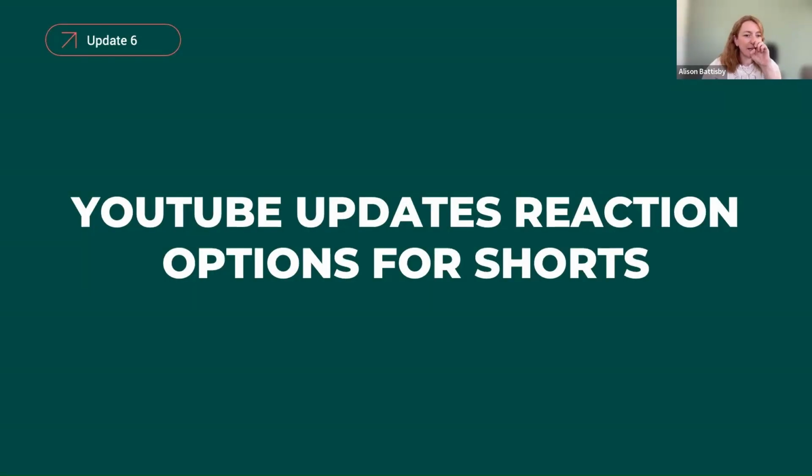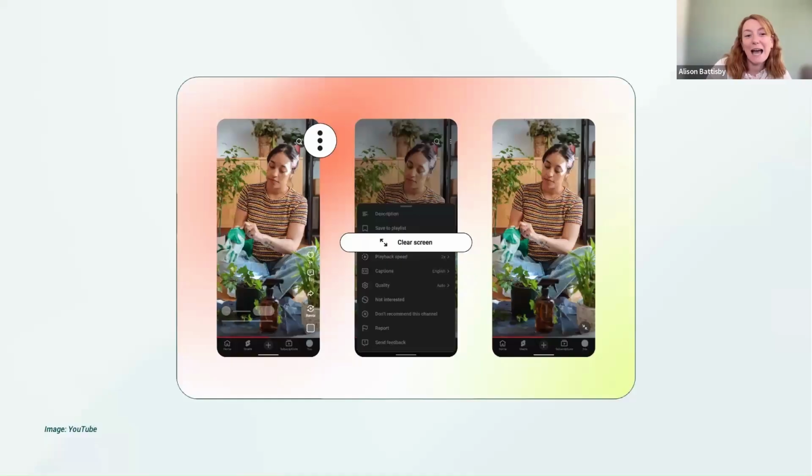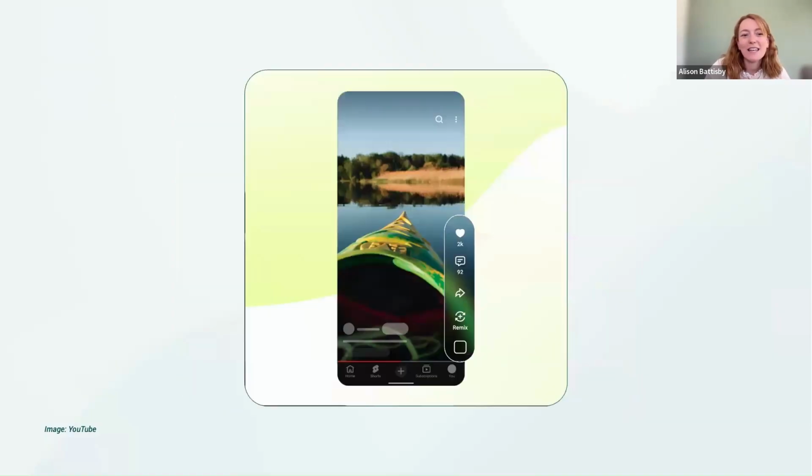A small little update on YouTube, which has happened recently with Shorts, is that you can now engage with Shorts a little bit differently. The traditional thumbs up and thumbs down buttons are being replaced by a single heart icon for users to show support. Looks quite familiar, doesn't it? The dislike button has been removed for Shorts.